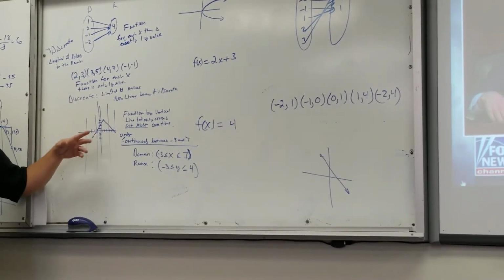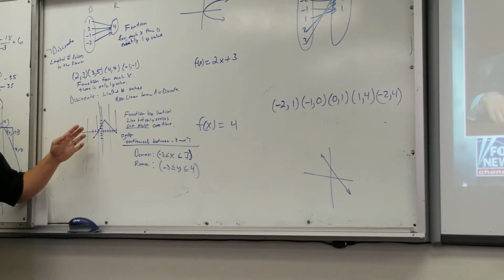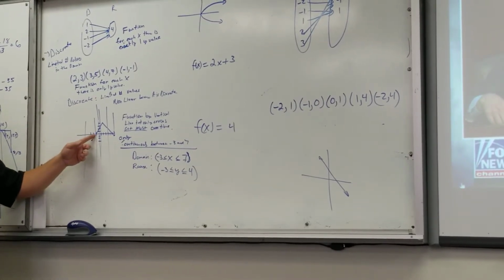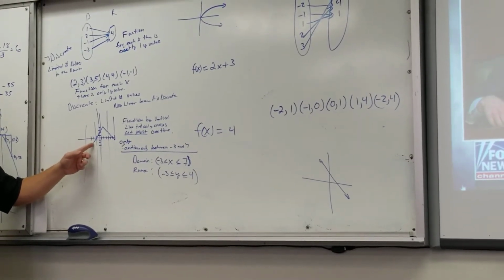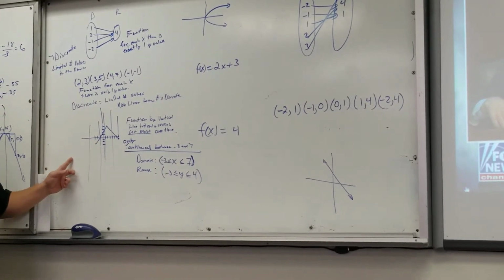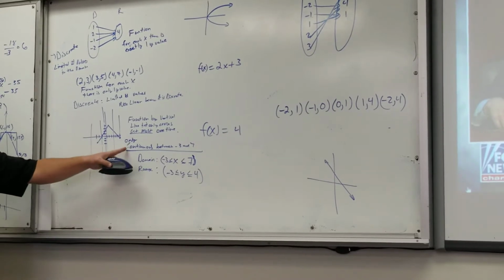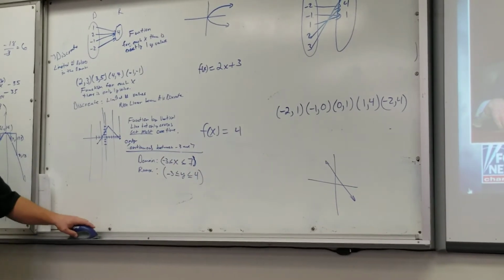Halves, 0.1, 0.2, you with me on that? -0.5. All those have possible values. -2.5 has a possible value. Once I get past -3, though, is there any values? No. So that's why it's continuous only between those values.